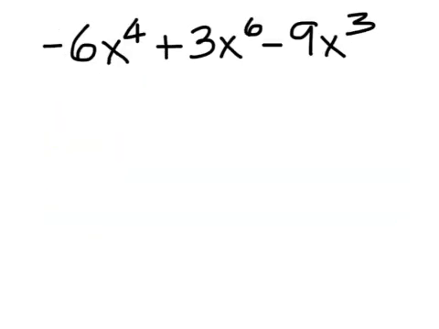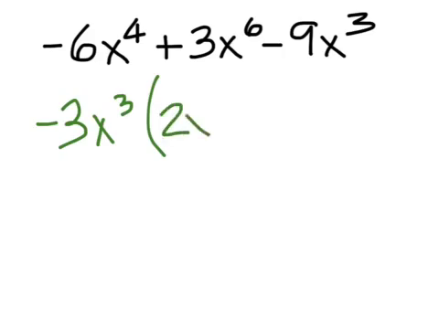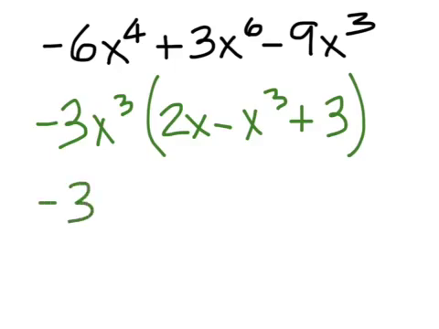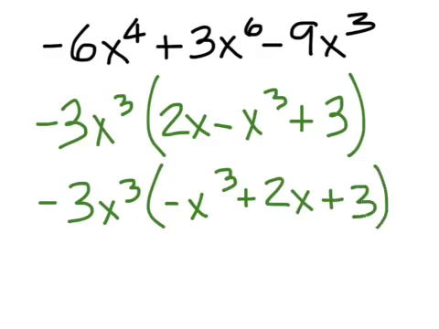Negative sign on the first term, so you're going to take out a negative something, and that something is going to be 3. It's the highest number that comes out of those 3 coefficients. The lowest power of x is x to the third. So now you're going to have to multiply by 2x minus x to the third plus 3. And then rearrange the order in the parentheses. That would be negative x to the third plus 2x plus 3.